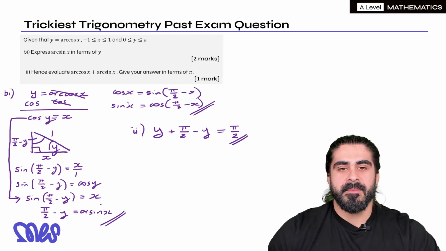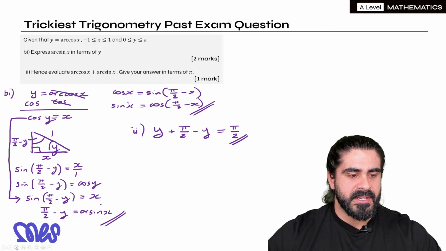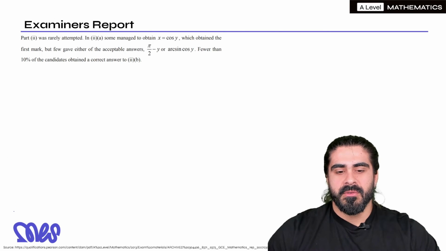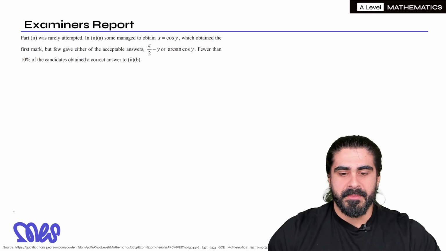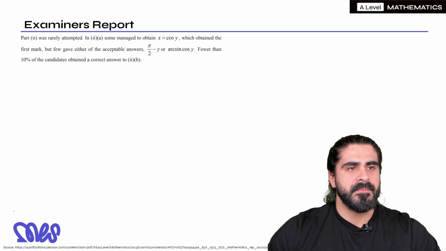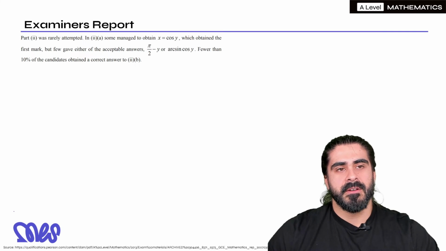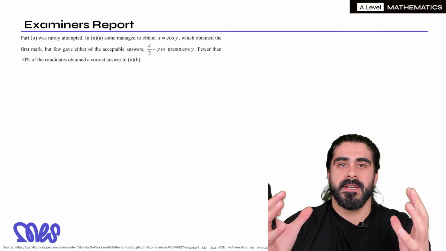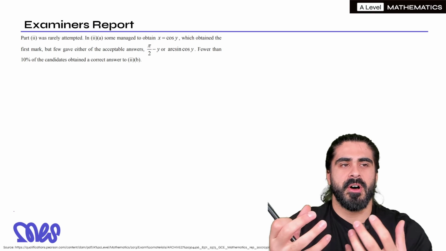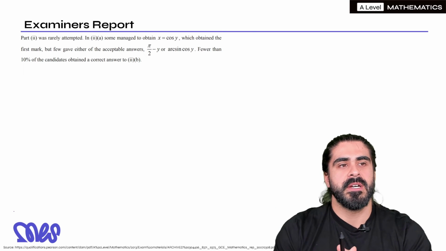Now let's take a look at the examiner's report and see exactly what they said. If you're interested in seeing the actual full report, you can check the PDF down below. I've just linked it down there. Now what did they say? They said part 2 was rarely attempted, because this was actually part of a bigger question. The first part, part A, was done reasonably well. It was this one right at the end of the paper which wasn't done well.